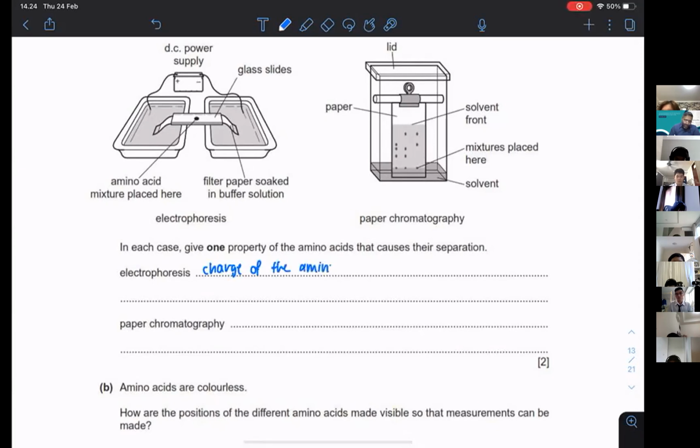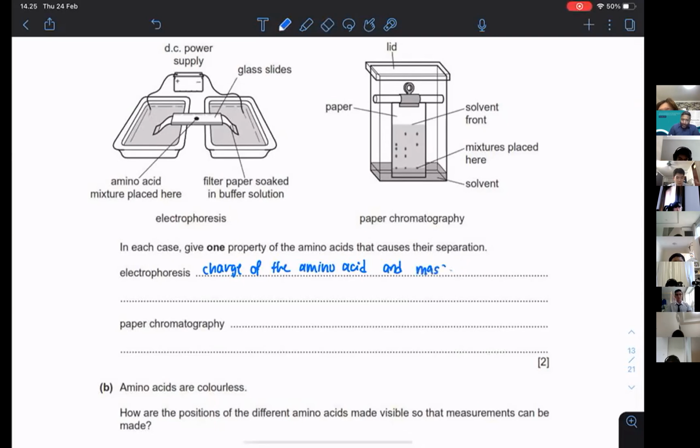Depending on what buffer solution you use, the amino acids have their own charge. I have explained more about the buffer solution and the charge in the previous video, the other class. Once we combine them, you can check under question number 1. So the charge of the amino acid, and also the Mr, the mass of the amino acid.